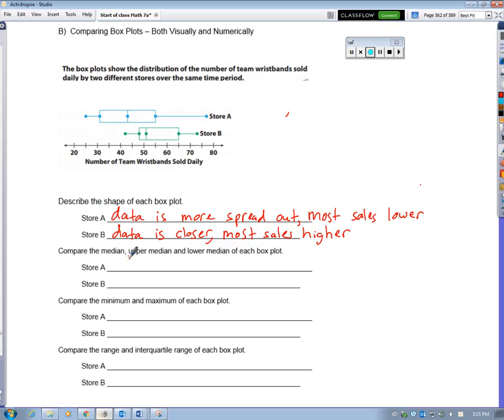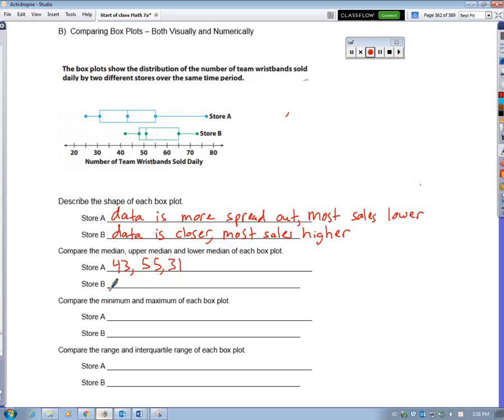Now let's compare the median, the upper median, and lower median of each box plot. So let's start with box A. We have a median of, and they don't tell us exactly where it is. They don't give us a number there. We're just going to have to guesstimate. Let's call that about 43. Okay, so we could say the median is 43, and we'll just follow the order that it describes right here. Median 43, upper median 55, and lower median looks like about 31.